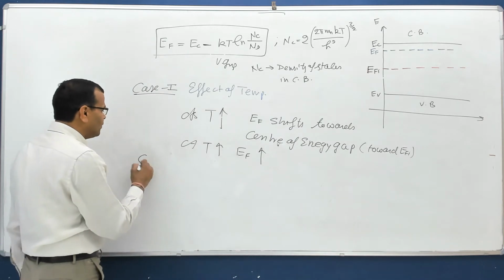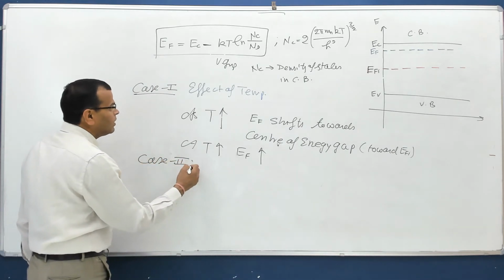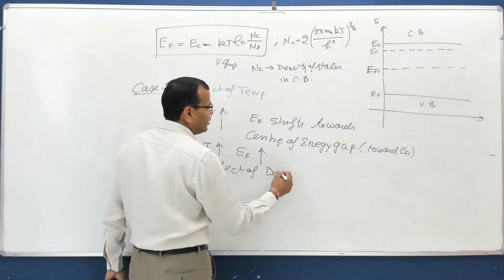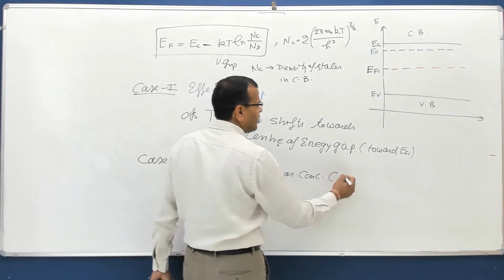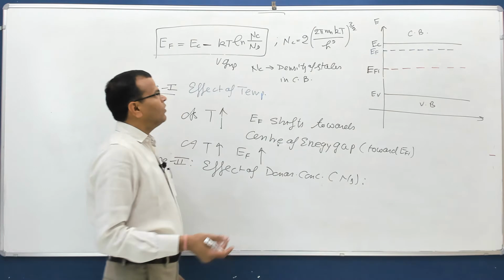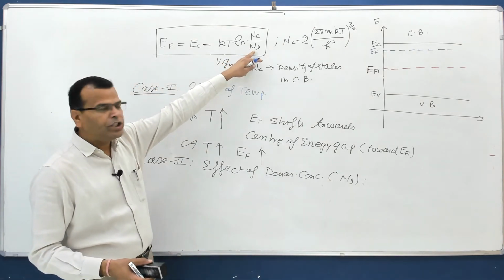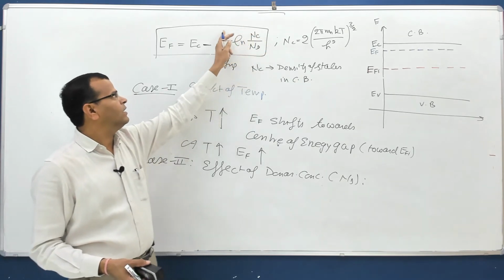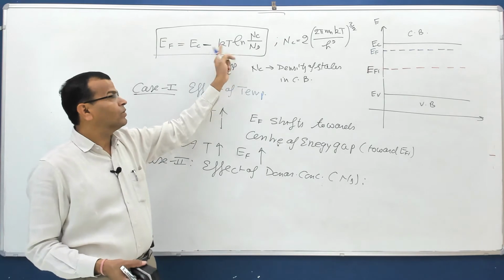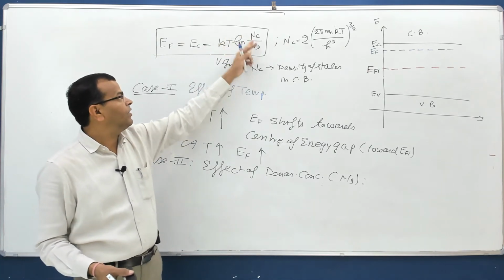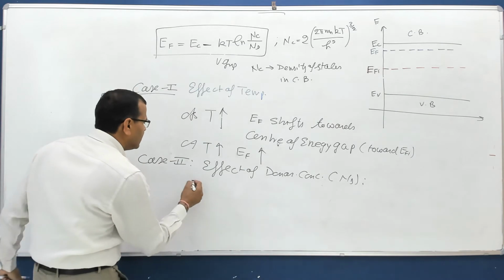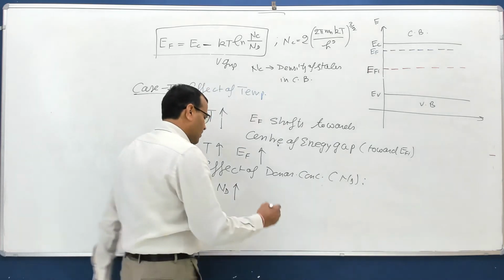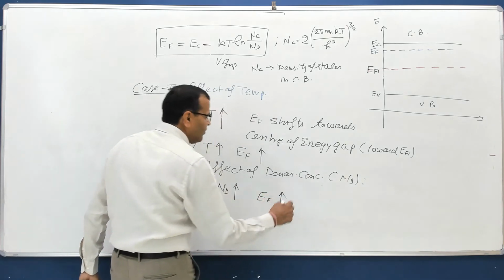Now case 2. Case 2 is the effect of donor concentration, that is ND. If you increase the donor concentration, that is ND increases, so this will decrease. If this decreases, this will increase. Why? Because this is minus, you are subtracting, so if this is decreasing, this will increase. So as the donor concentration increases, the Fermi level will also increase.